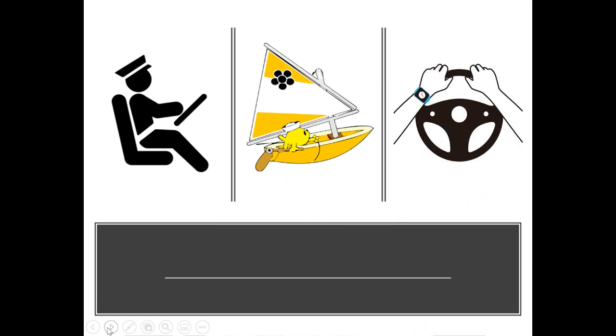Next group of pictures. What do you notice or see? Well, in the first picture, I notice it looks like a bus driver or some sort of driver that's driving a vehicle. In the next picture, I notice someone is in a sailboat steering a sailboat, with the rudder. And in the third picture, I notice hands on a steering wheel.